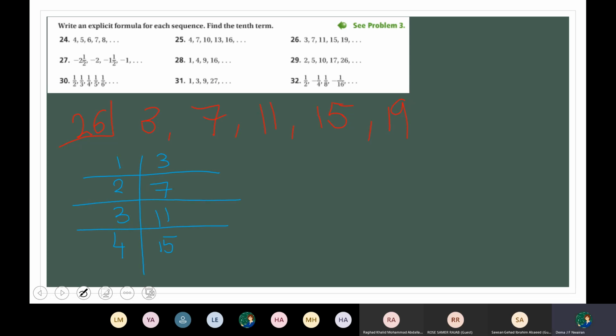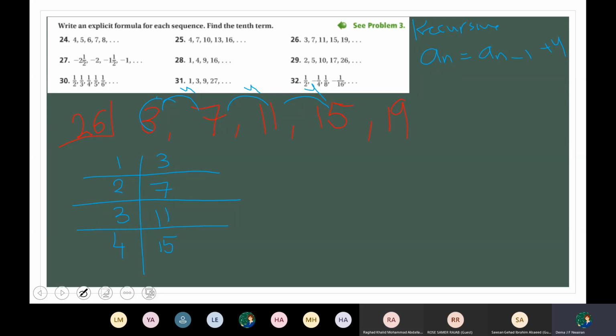If I told you to find the recursive, it's very easy because for the recursive, I add 4 to 3 and I will get 7. Then I will add also 4 to the 7 and will get 11. So the recursive formula will be the previous term plus what? Plus 4, because there we have a common difference, which is 4, as you see from here. Is it clear? Yes. Okay, this is for the recursive formula.